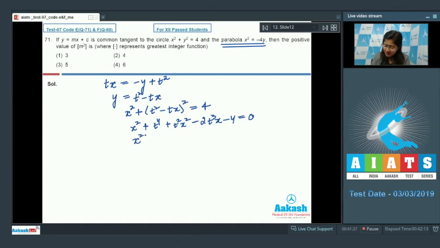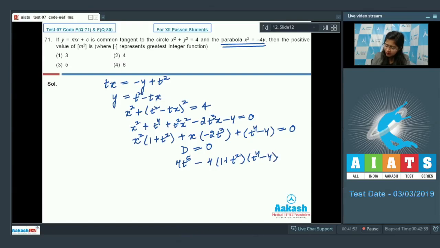It can be rewritten as x square into (1 plus t square) plus x into (minus 2t cube) plus t raised to the power 4 minus 4 is equal to 0. So from here we get that the discriminant is equal to 0. That is 4 t raised to the power 6 minus 4 into (1 plus t square) into (t to the power 4 minus 4) is equal to 0. Cancelling 4, we will get t to the power 6 minus t to the power 4 minus 4 plus t to the power 6 minus 4t square is equal to 0.